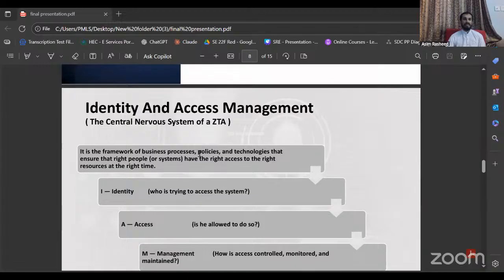Next, identity and access management. Identity and access management is also considered the central nervous system of zero trust architecture. It is the framework of business processes, policies, and technologies that ensure the right people have the right access to the right resources at the right time. Identity means who is trying to access the system. Access: is he allowed to do so? And management: how is access controlled, monitored, and maintained? Let me briefly discuss the difference between authentication and authorization. Authentication proves the identity of a user, while authorization grants or denies access to the user, machine, or software.